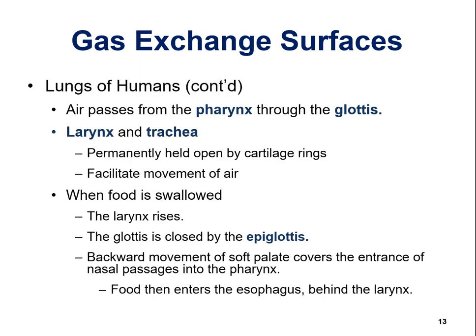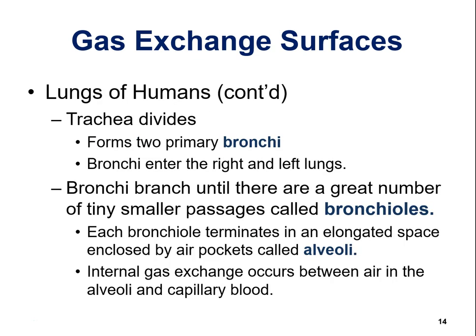I kind of said this, but if we talk again about air coming in through the nose and the mouth, it'll pass through the pharynx, from the pharynx through the glottis, and then move to the larynx and then the trachea. That's what we were just talking about in the last slide. And that trachea has cartilage rings. It's super important that the trachea is held open. Obviously, if the trachea closes, you're not going to be able to get air into your lungs. That's a problem.